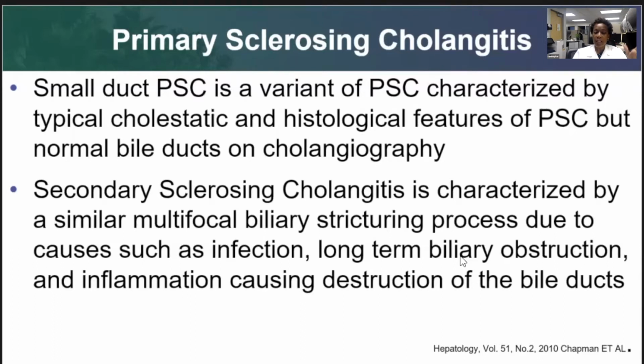There's also a subset that is called secondary sclerosing cholangitis, and that creates the same beading and stricturing process, but the causes can be infection, long-term biliary obstruction, and inflammation that causes destruction of the bile ducts, okay? And sometimes it's difficult to distinguish between the two, especially if patients have had bile duct surgery or have had intraductal stone disease or even cholangiocarcinoma.